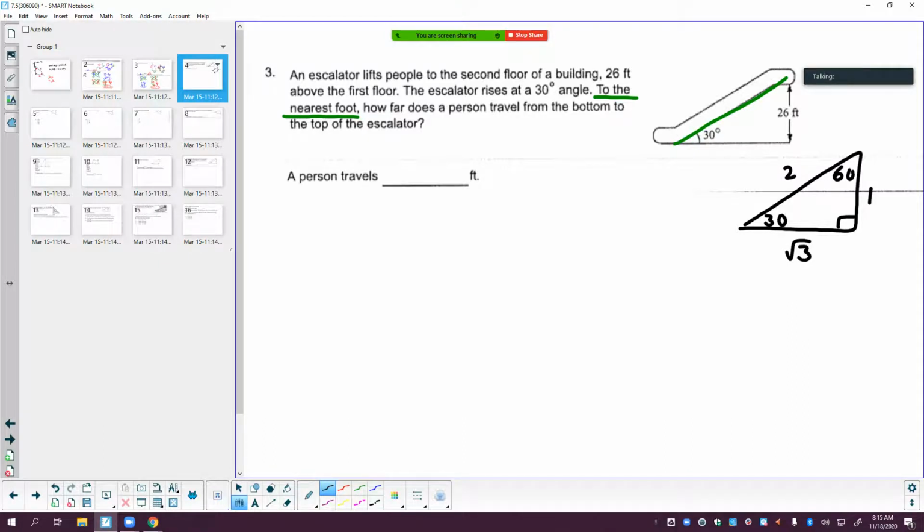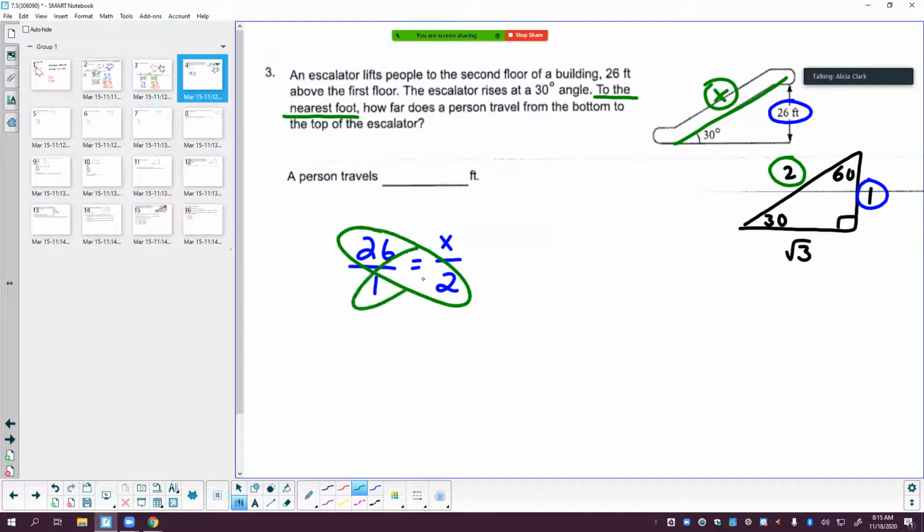So I am given this side across from 30, this 26 feet. That's supposed to be the 1. So I'm going to say 26 over 1. I'm trying to find the hypotenuse right here. We'll call that x. And I compare that to this hypotenuse, which is 2. So we're going to cross multiply here and here. 1 times x is just x, and then 26 times 2 is going to give me 52. I didn't get a decimal, so I don't need to worry about rounding that. It's just going to be that it's 52 feet.